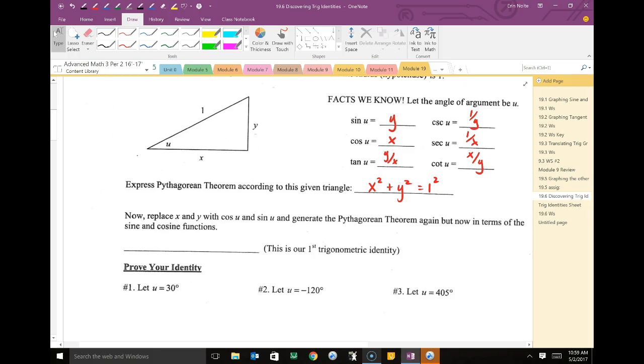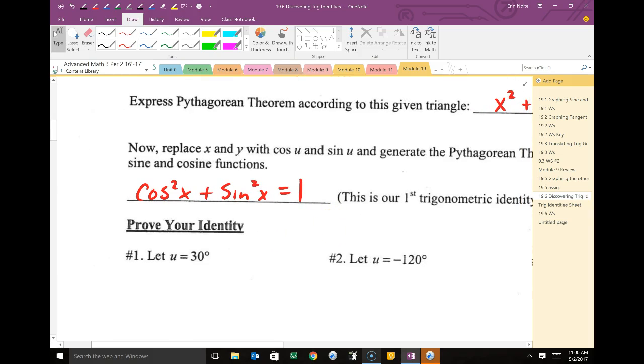Okay, so if I replace the x squared with the cosine squared, we would have cosine squared of x, and if I replace the y with sine, we would have sine squared of x. And that's going to equal 1 squared, which I hope you all agree is still 1. Do you notice the way that I wrote this, by the way?